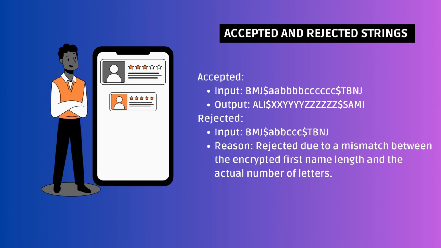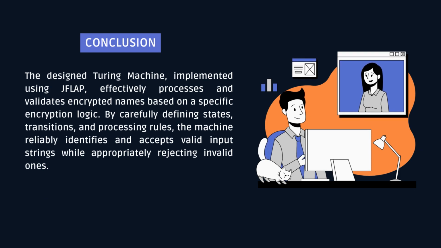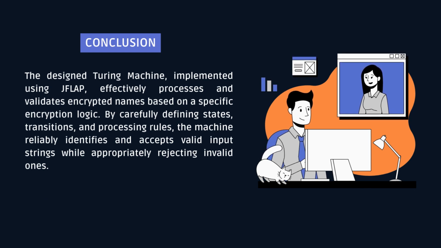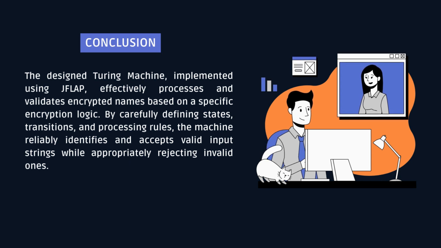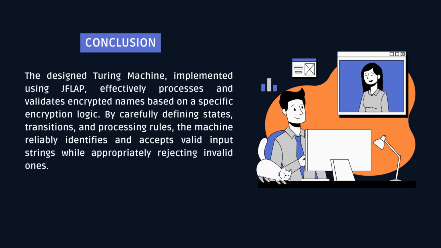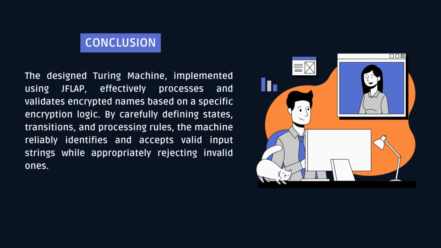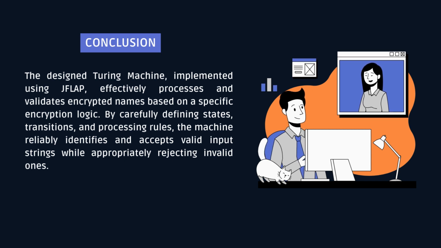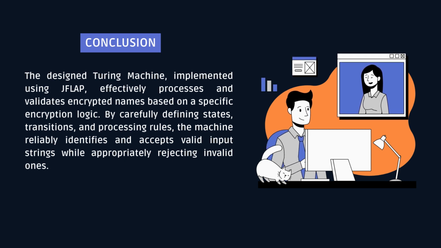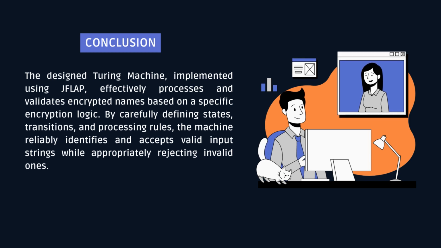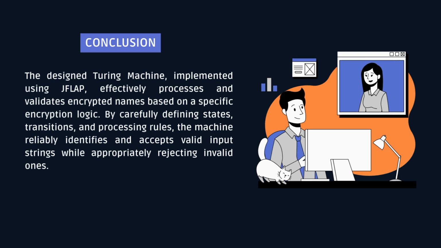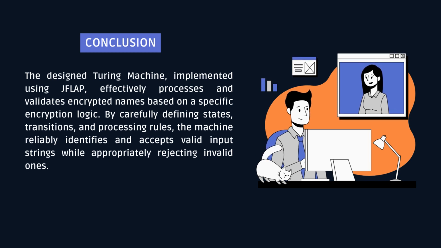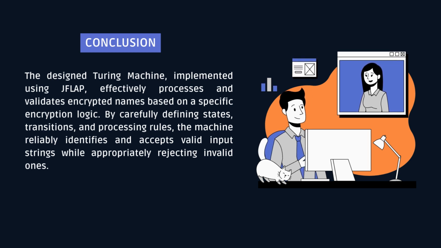Hence, in light of our design and observations, we concluded that the designed Turing machine, implemented using JFLAP, effectively processes and validates encrypted names based on a specific encryption logic. By carefully defining states, transitions, and processing rules, the machine reliably identifies and accepts valid input strings while appropriately rejecting invalid ones.